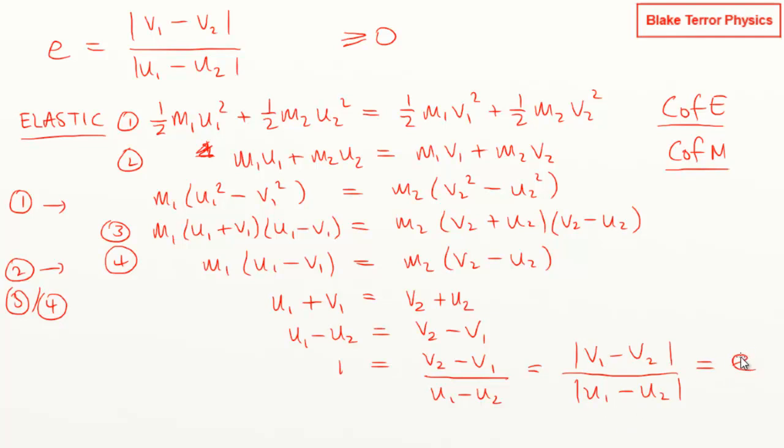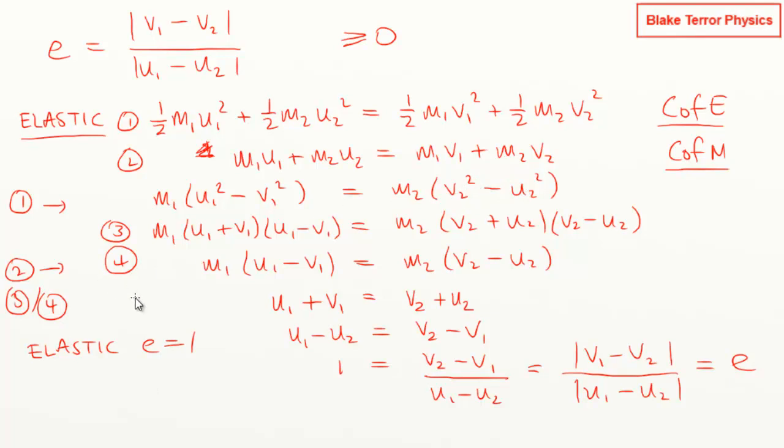So this is E. So we're showing here that if you've got an elastic collision, then E is equal to 1. So yeah, if it's elastic, E is equal to 1. Anything else, well, we're not going to get that.